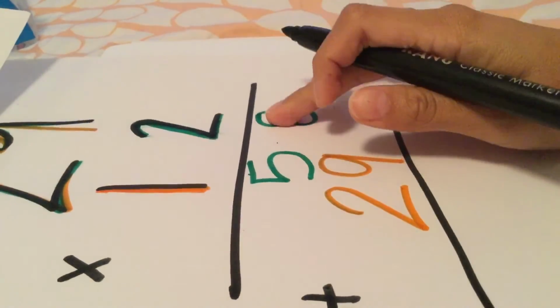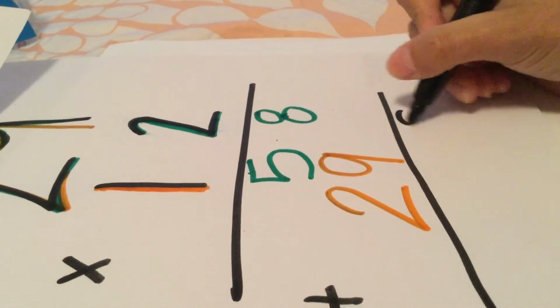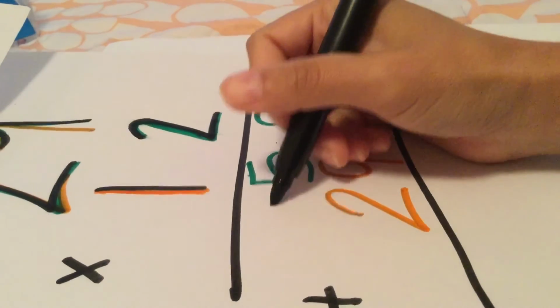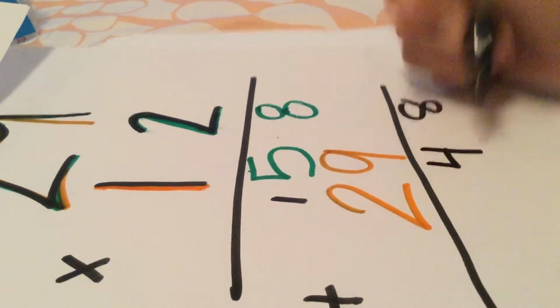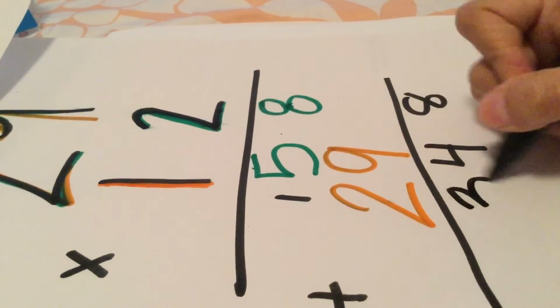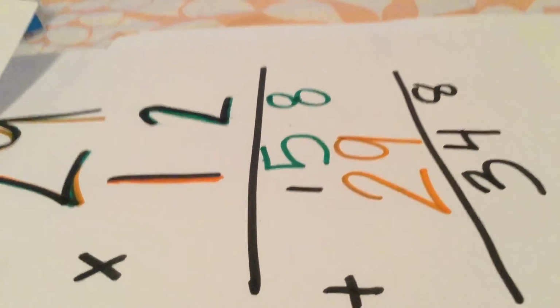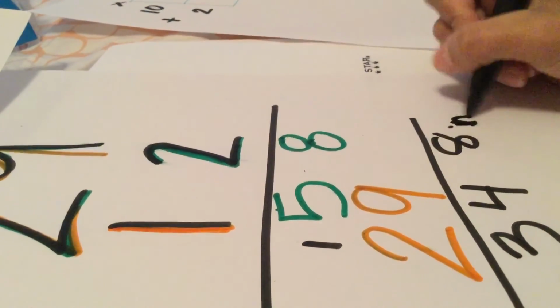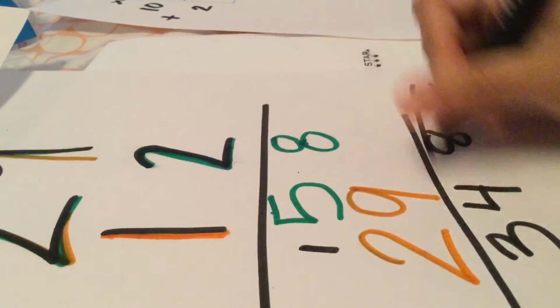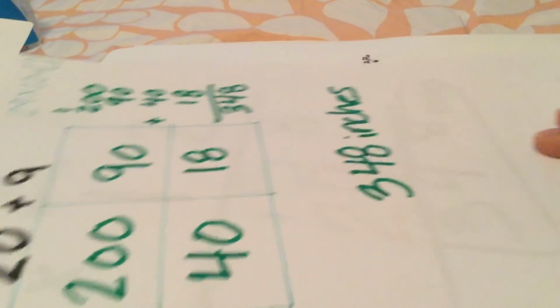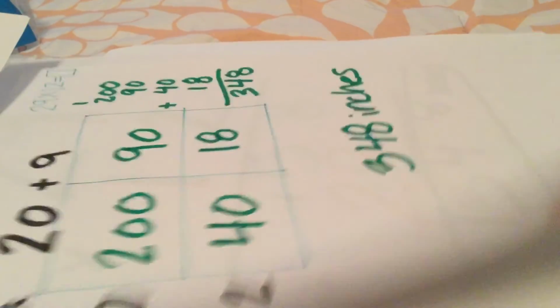So 8 plus 0, it's 8. 5 plus 9 is 14. So we carry 1 over here. And 1 plus 2, it's 3. Well, you can see that we also got 348 inches here. We got the same answer that we got for the partial product.